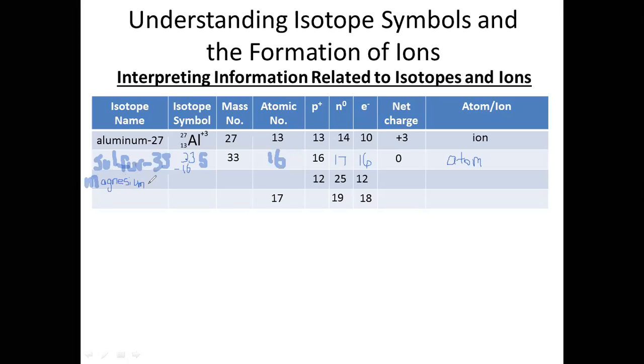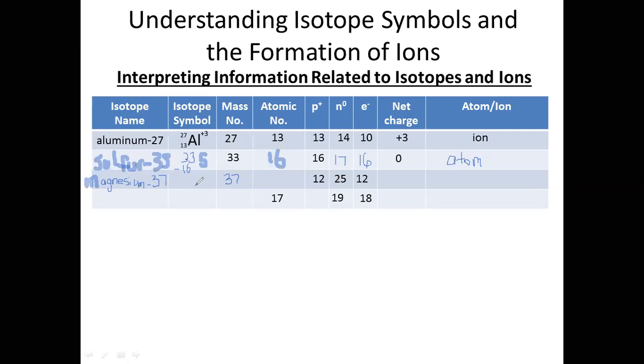Okay, so we spell out magnesium. We want to be able to name the isotope. Well, the isotope would be named on what mass number it has. So mass number is the total number of protons plus neutrons. That looks like the mass number here happens to be 37. So we're going to call this magnesium 37.